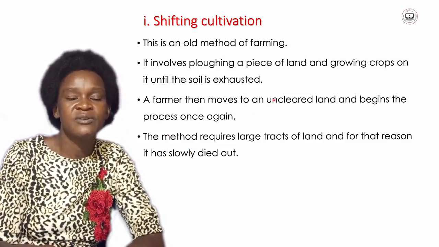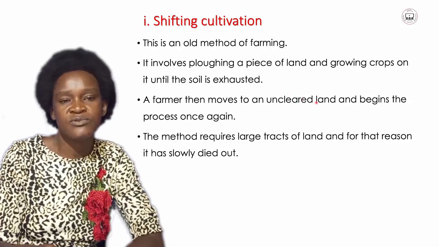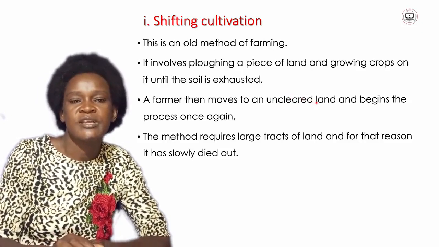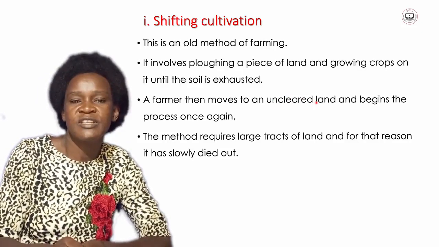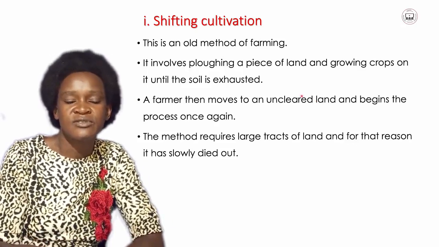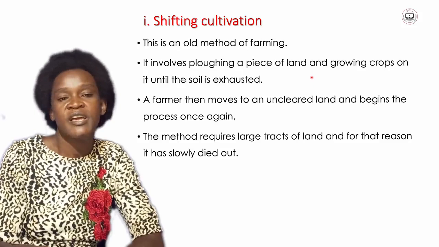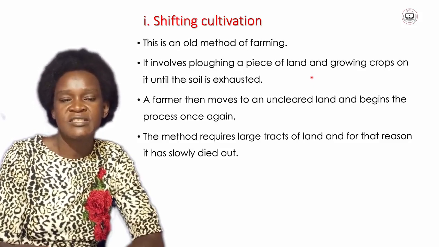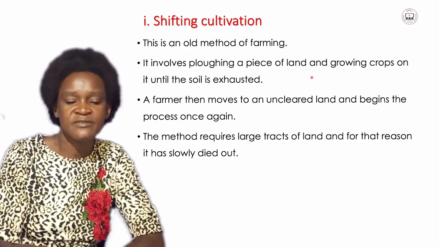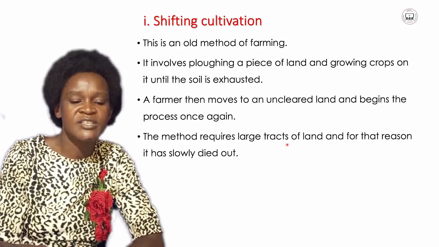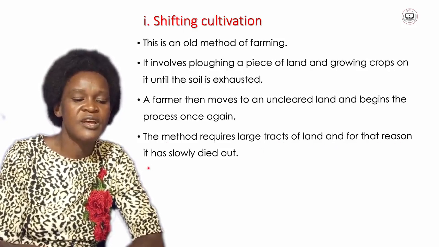Once that farmer has cultivated on that piece of land for several years, there will be a decline in yield just because fertility is not retained. So once the production is extremely low, that farmer abandons that land completely and shifts to another virgin land, starts to cut trees there and cultivates once again. So this method requires large tracts of land, and for that reason it has slowly died out.